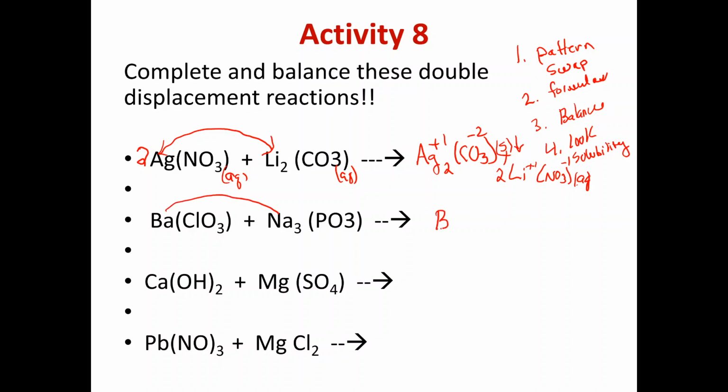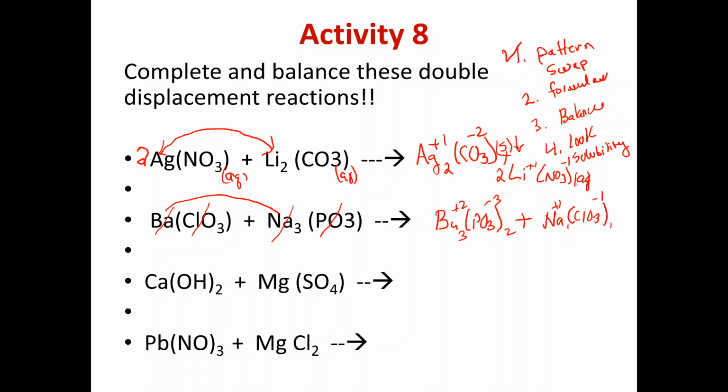Swap your men. So barium is now with phosphite, and sodium is now with chlorate. Okay, did the partner swap? A lot of people do this. They go barium, phosphite, sodium, chlorate. Please put your cations first, the men first, and the women second. That'll make it a lot easier. Look up your charges, do your formulas second. So you swap them, you get Ba3, PO3, 2, +1, -1, so 1, 1.